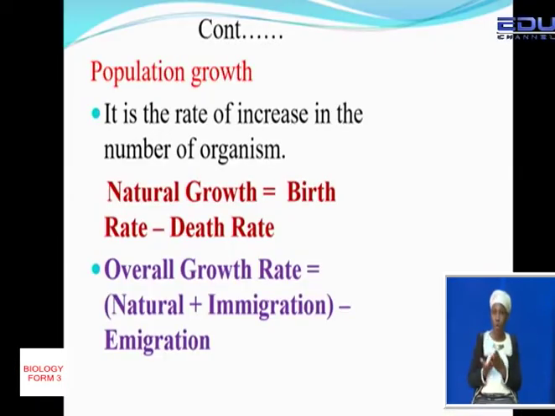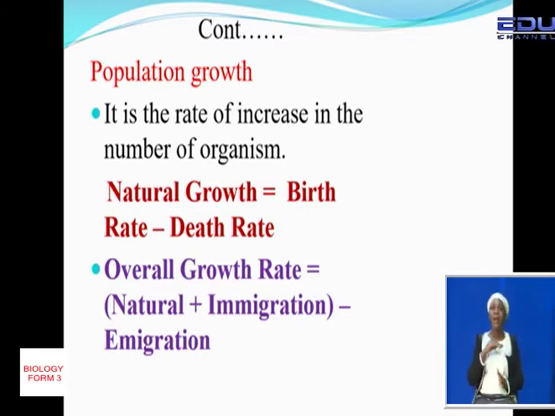So population growth. What determines the population growth? In this, we look at what we call the natural growth. And how do we get the natural growth? It is actually birth rate minus death rate. Those who are living, you subtract those who are dying. But overall growth will be the natural, which is birth minus death.